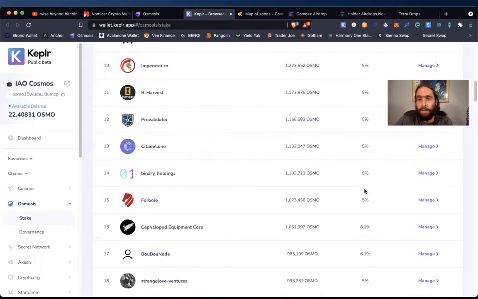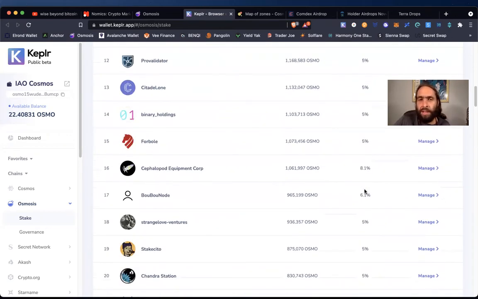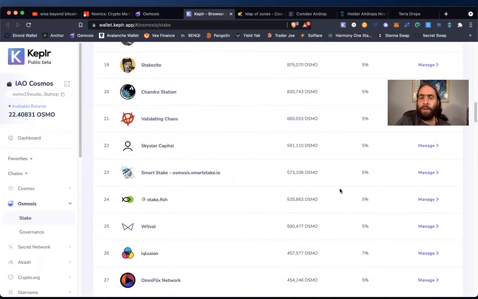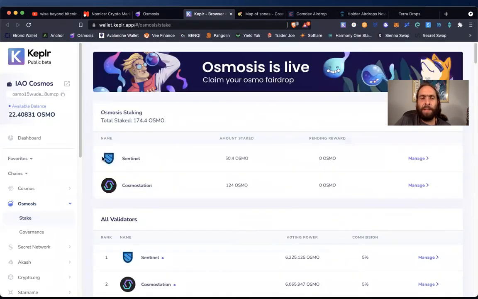Other platforms, other blockchains, you'll often find large variations in commissions. Some will take 100%. So you have to be careful how you choose. Here, 8.1. And often you'll want to do the research on who they are, how long they've been around, and some offer other rewards, and you might want to support them for different reasons. At the moment, I'll just stick with these two to keep it simple.